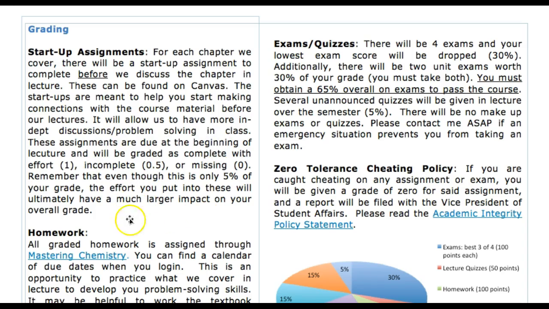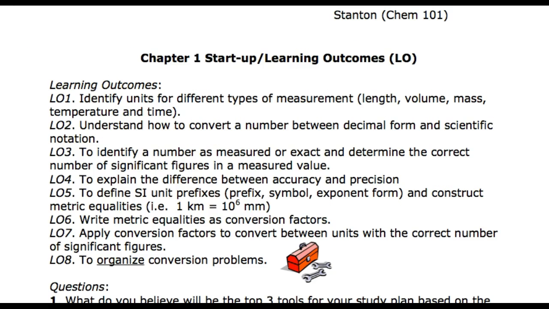And you can read how they'll be graded here. And I'll show you an example of what one looks like. Example of a startup assignment, our first one. It gives you first some learning outcomes. So these are the things that I want you to be able to do by the time we've completed that lesson. So a good way to study for exams is to go through these learning outcomes. People always ask me, well, what's going to be on the exam? This is exactly what's going to be on the exam. So I would go through and check off each learning outcome before exams to make sure you feel comfortable with that material. So these are, again, going to be done before we learn about that topic in lecture.